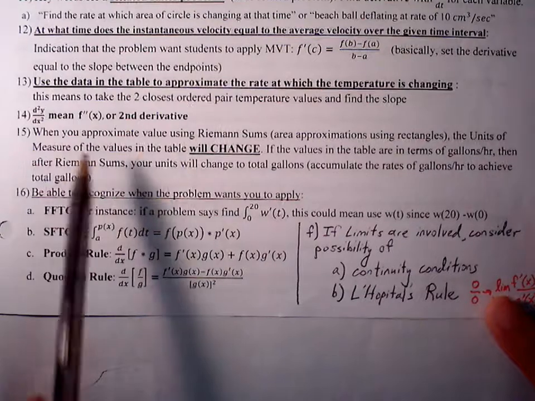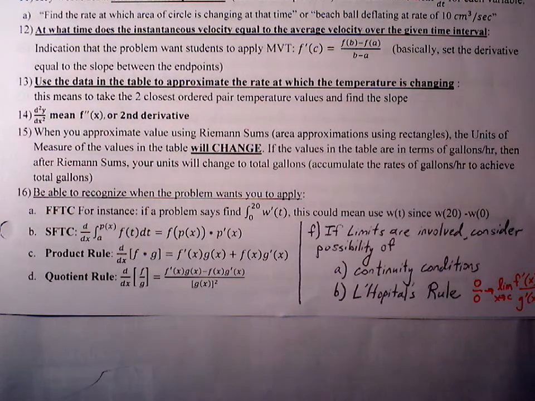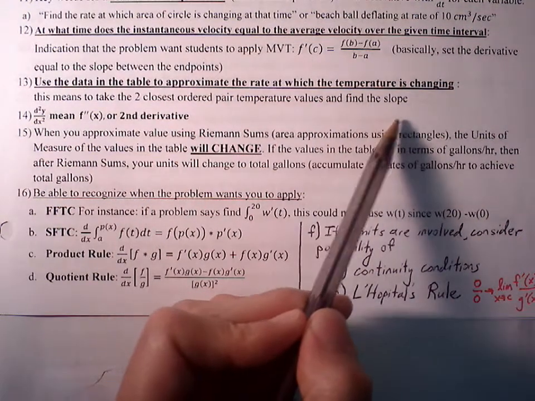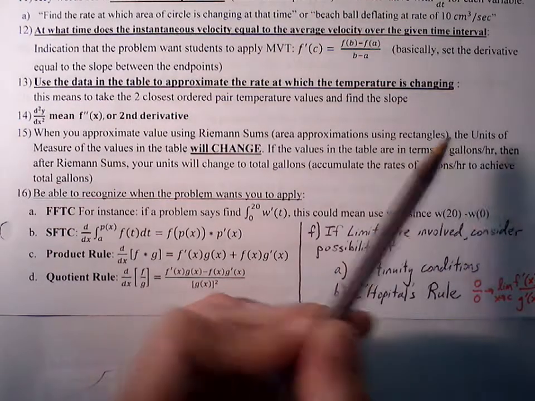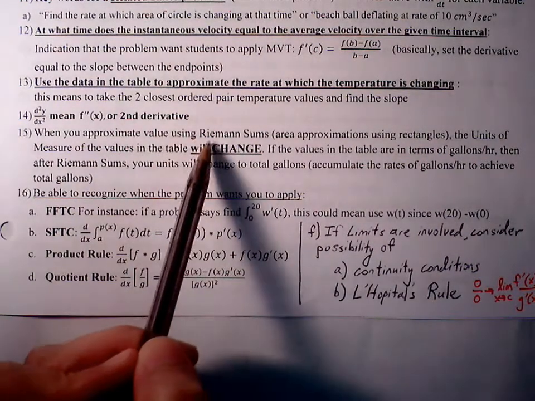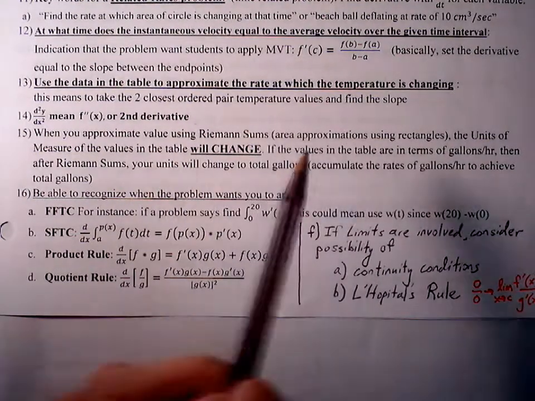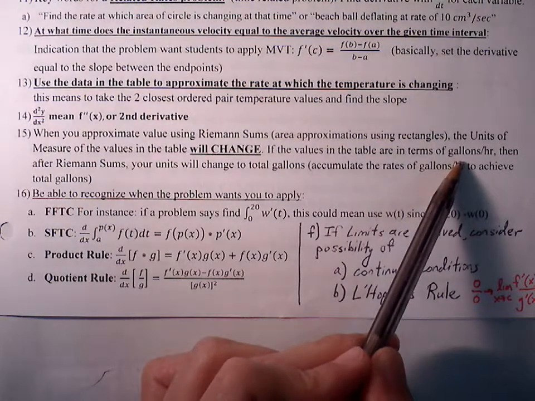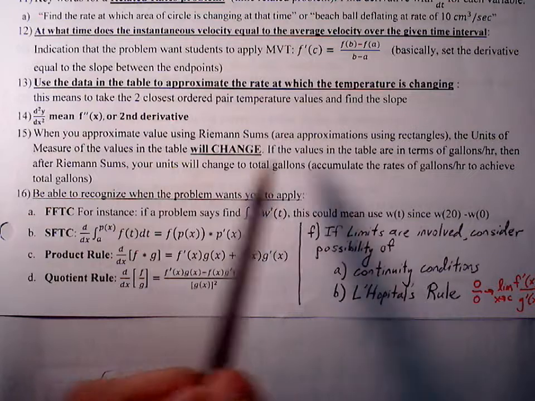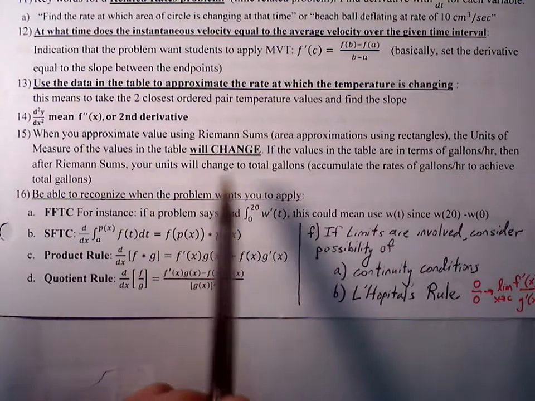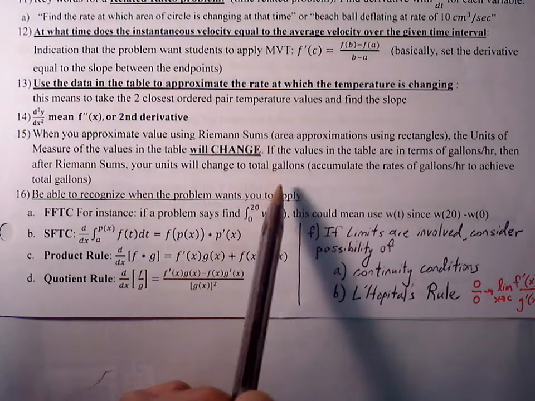All right, statement 15. When you approximate values using Riemann sums, which is basically finding an area approximation using rectangles, or we can also do this with trapezoids as well, the units of measure are going to change. If the values in the table are in terms of gallons per hour, then after Riemann sums, your units will change because you've accumulated those rates over the period of time. So gallons per hour is now going to be total gallons, or just gallons.